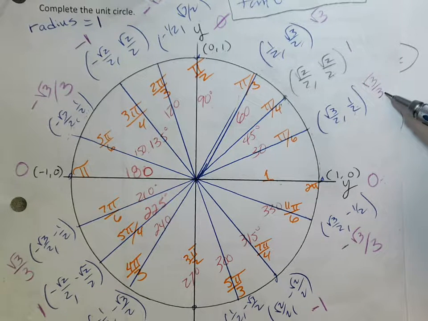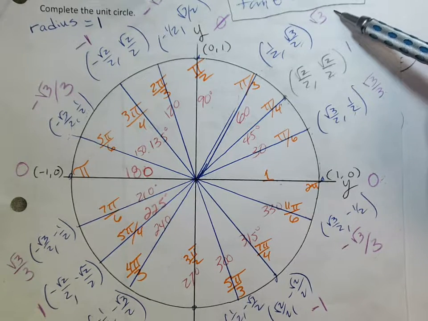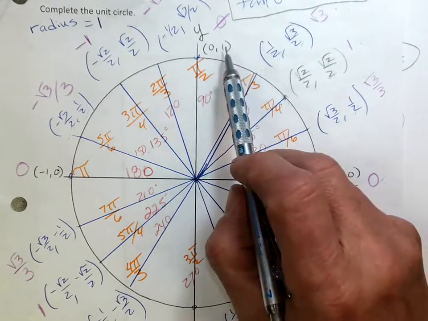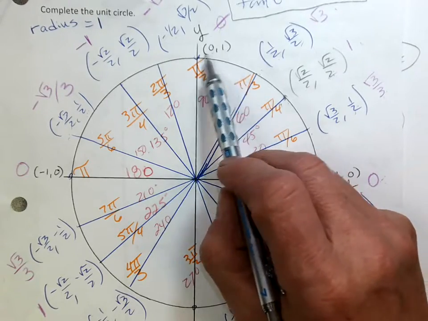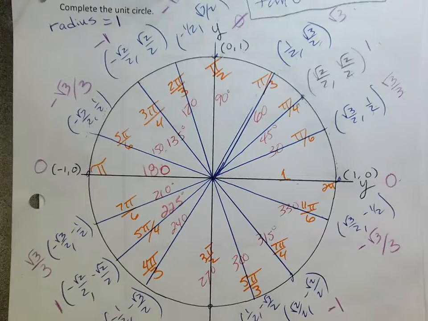Tangent of 30 degrees is the square root of 3 over 3, okay? Tangent of 45 is 1. Tangent of 60 is square root of 3. Tangent 90 is undefined because it's 1 divided by 0. You can't divide by 0. So the tangent of 90 is undefined.